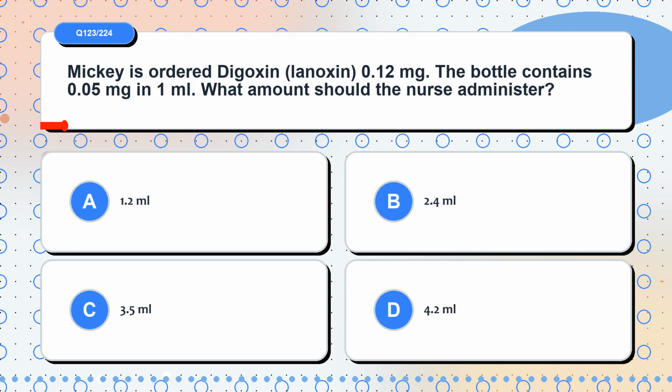Question 123. Mickey is ordered Digoxin (Lanoxin) 0.12 mg. The bottle contains 0.05 mg in 1 ml. What amount should the nurse administer? Here are the options. Option A, 1.2 ml. Option B, 2.4 ml. Option C, 3.5 ml. Option D, 4.2 ml.